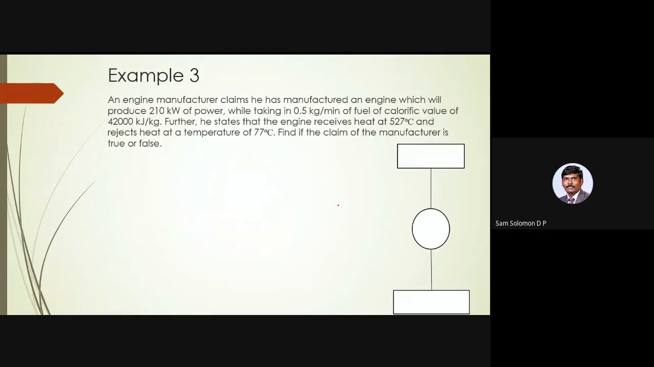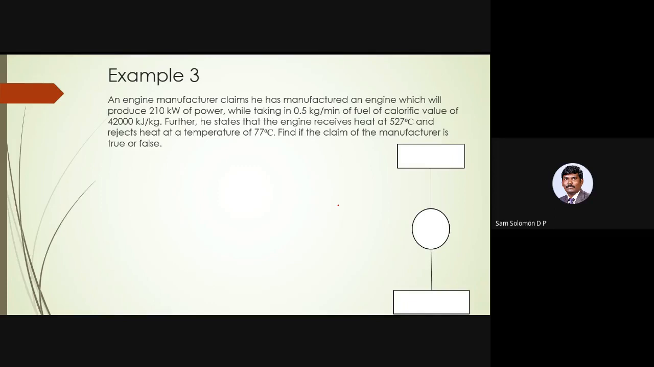This is a typical 2-mark question that people always ask. An engine manufacturer claims he has manufactured an engine which will produce 210 kilowatt of power, while taking in 0.5 kilogram per minute of fuel of calorific value 42,000 kilojoule per kilogram. Further, he states that the engine receives heat at 527 degrees centigrade and rejects heat at a temperature of 77 degrees centigrade. Find if the claim of the manufacturer is true or false.